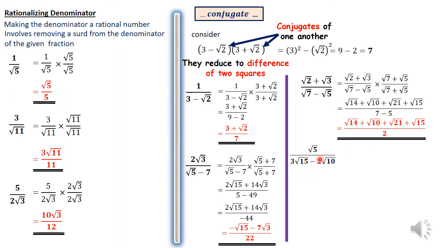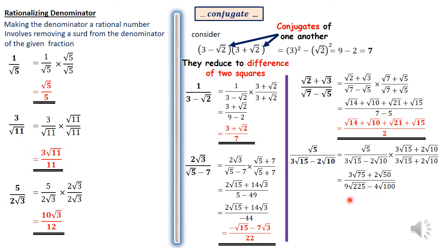The last question, we have root 5 divided by 3 root 15 minus 2 root 10. This would again require us to multiply with the conjugate of the denominator, which is 3 root 15 plus 2 root 10. The numerator and denominator are the same thing, so that you don't change the expression, and therefore it will be this way. Just take care of the big numbers that are appearing there. This would just be 9 times 15, and this would be, I think, minus 4 times 10, since the square root of 100 is 10, and the square root of 225 is 15, and therefore the answer should be this one here.